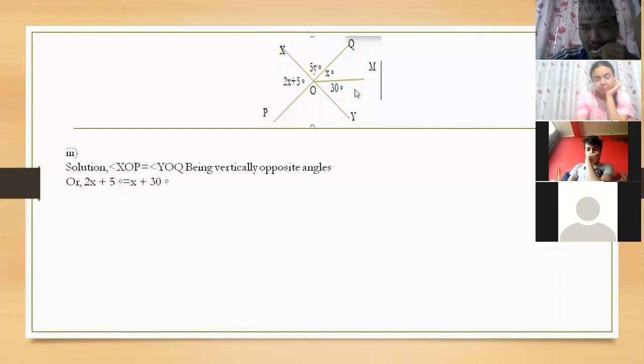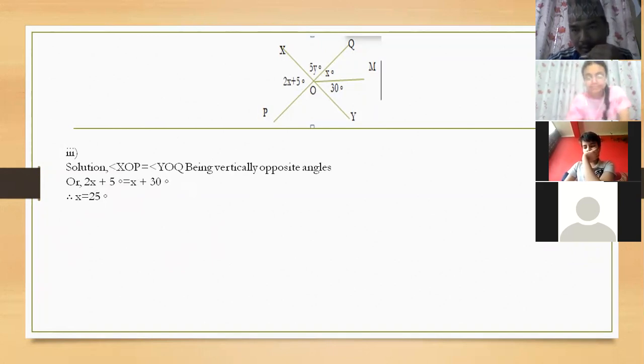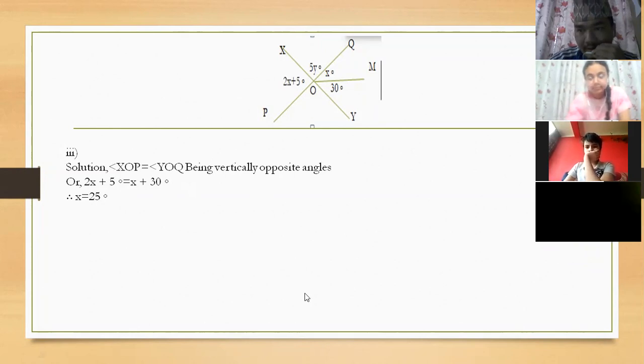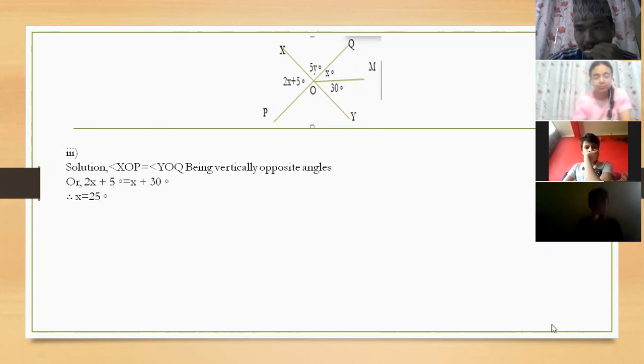And YOQ is x plus 30 degrees. Okay, Kelvin. And we have to solve this. 2x minus x is x. And 30 minus 5 will be 25. We got the value of x. Okay, children? Okay, sir. Good, good.